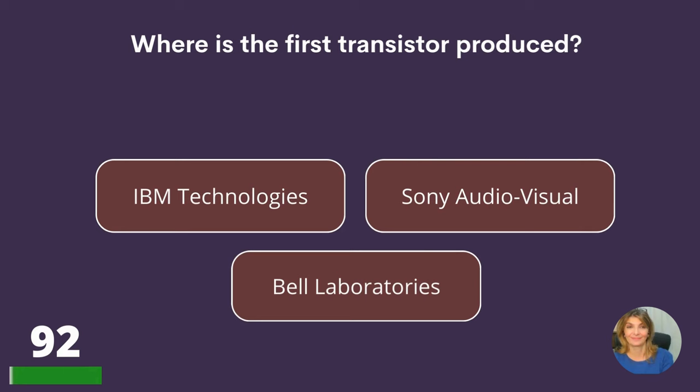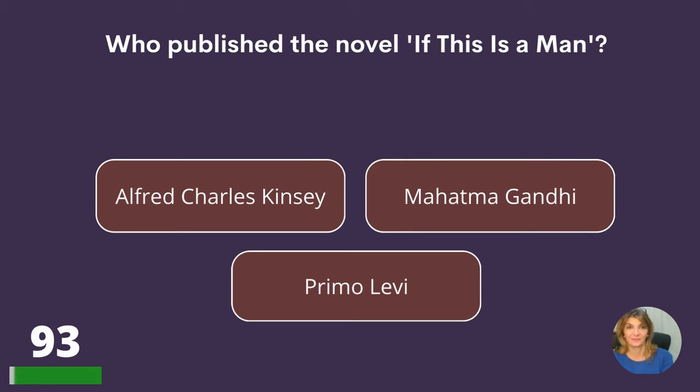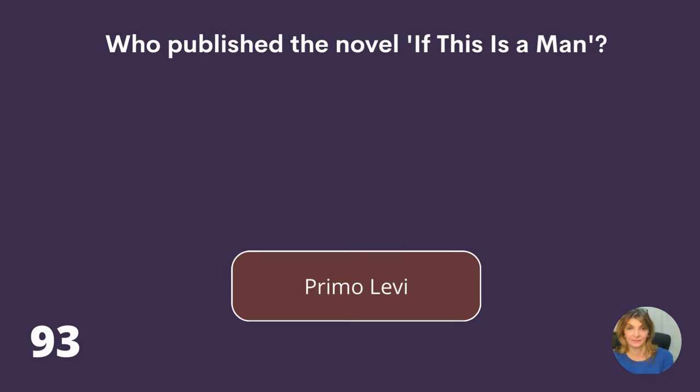Where was the first transistor produced? IBM Technologies, Sony Audiovisual, or Bell Laboratories? Bell Laboratories. Who published the novel If This Is a Man? Alfred Charles Kinsey, Mahatma Gandhi, or Primo Levi? Primo Levi.